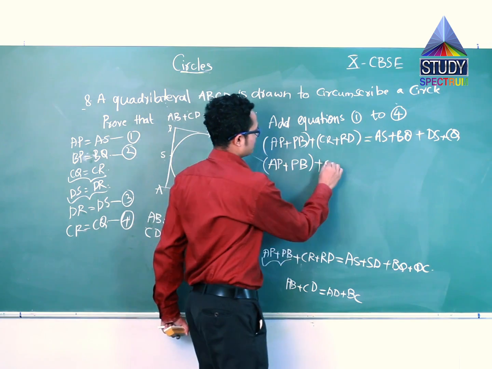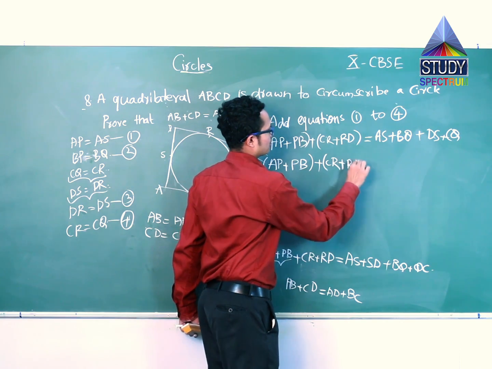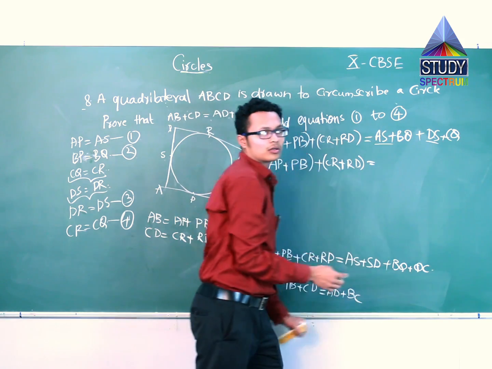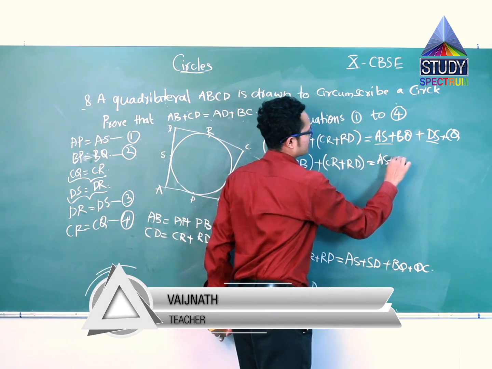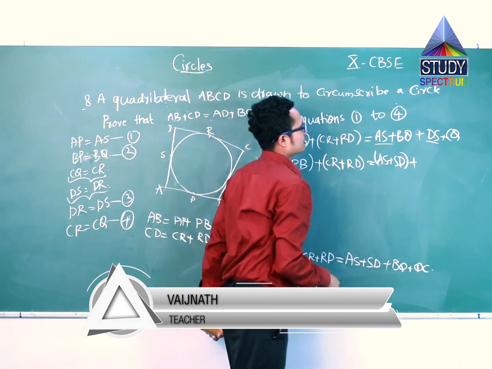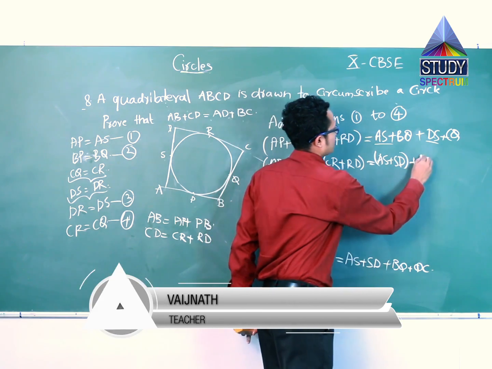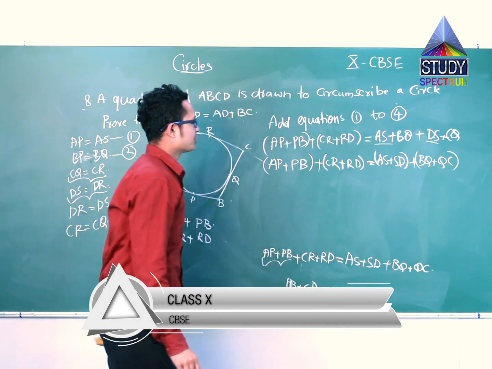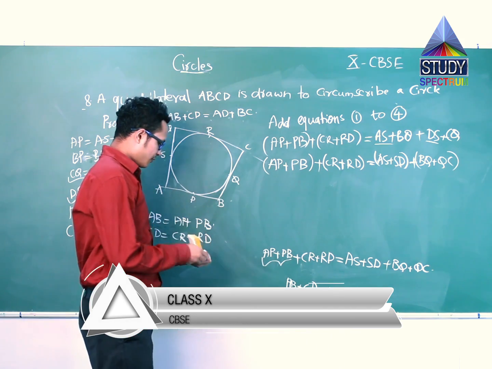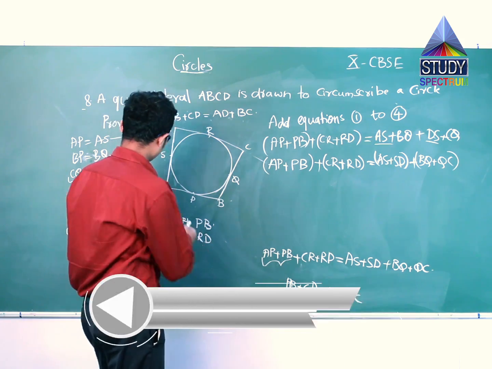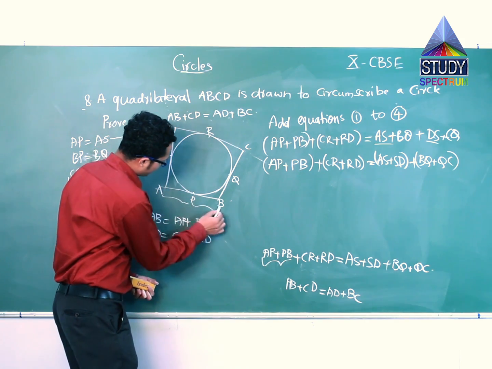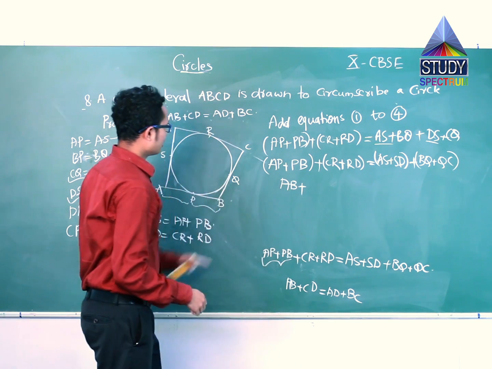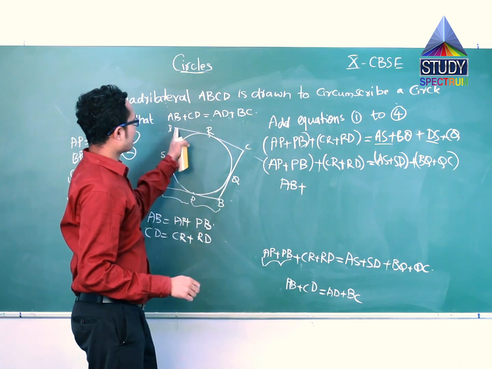Plus CR plus RD. I'm taking AS and SD together, AS plus SD together, plus you have BQ plus QC. From the figure, let us see what is the sum of AP and PB. Sum of AP and PB is AB, plus sum of CR plus RD.